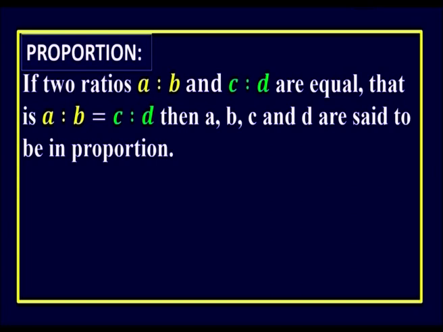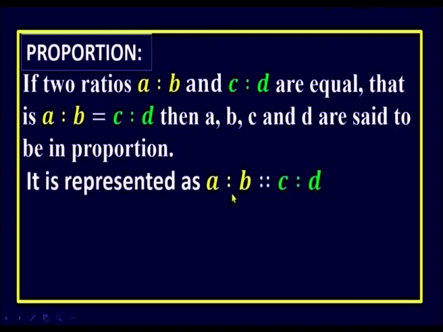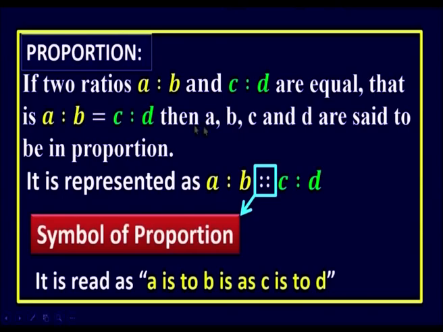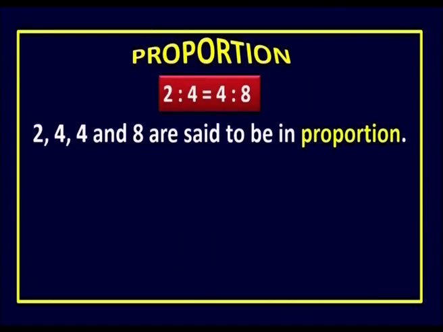Now, let us understand what exactly proportion means. If two ratios A is to B and C is to D are equal, that is, I can write A is to B equal to C is to D, then A, B, C and D are said to be in proportion. That means, we represent it as A is to B as C is to D. Okay, children. And how do we read this one? A is to B, C is to D. We read it as A is to B is as C is to D.